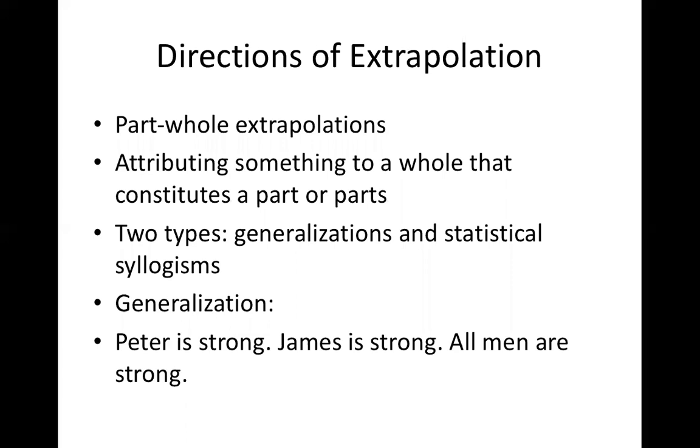First of all, you have part-whole extrapolations, attributing something to a whole that constitutes a part or parts. We have two types of part-whole extrapolations: generalizations and statistical syllogisms. Now, generalization. Peter is strong, James is strong, therefore all men are strong. So because two men are strong, you conclude that all men are strong. The problem is that all men is impossible to know, because there are so many men that have lived and died, and so many men that are yet to be born. So we can never have information on all men. We call this a generalization, generalizing from two men to all men.